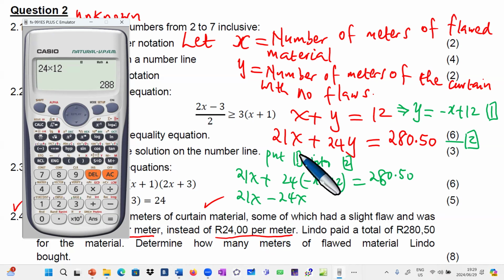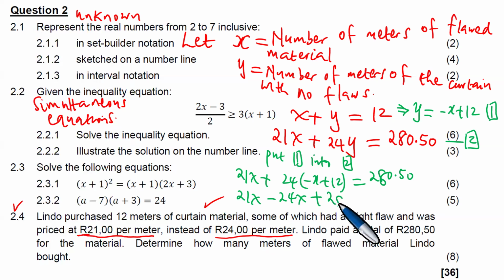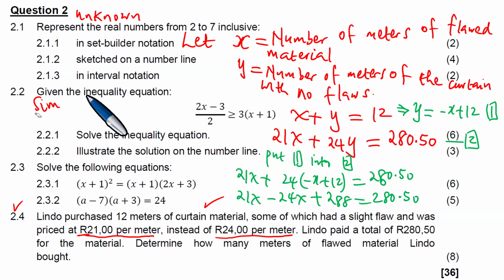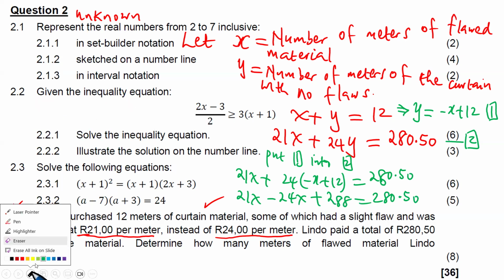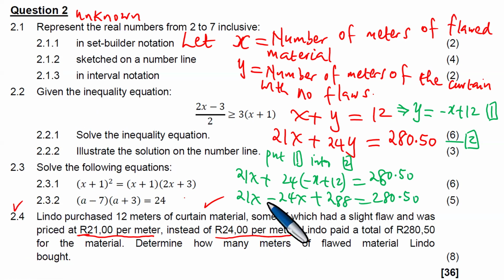So you're going to come here and say, so this is going to be exactly plus 288, which equals 280.50. Okay. What is 21x minus 24x? What's the answer? It's -3. Well done. -3x. And then we can move this one to the other side.